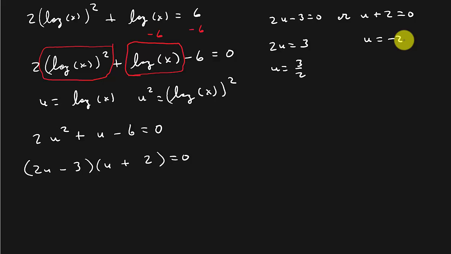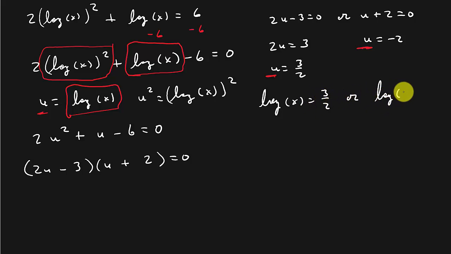Now, remember, we're not solving for u. We're solving for x. See, x is the variable in the original equation. So I need to solve for x. So if I look at this, you see this u here. What does u equal? Well, u is equal to log x. So I'm going to replace both of these u's with log x. So I get log x equals 3 halves, or log x equals negative 2.